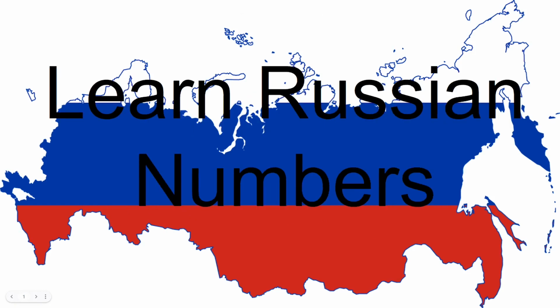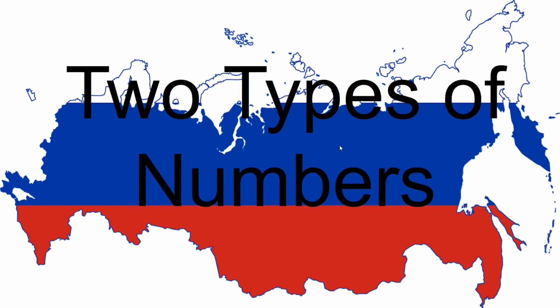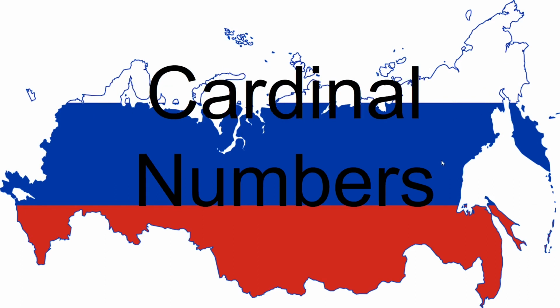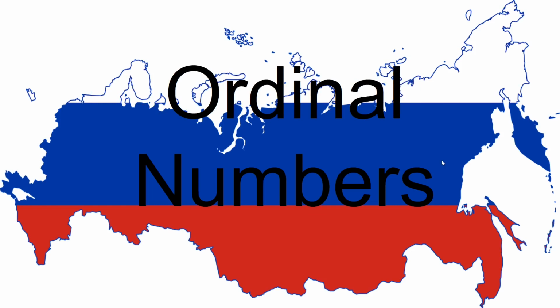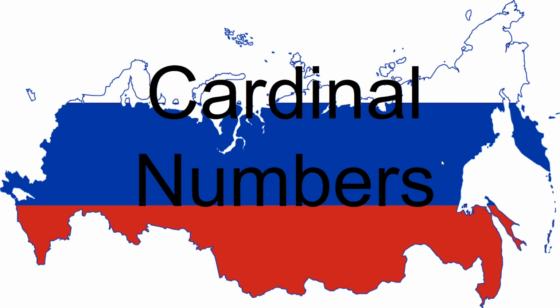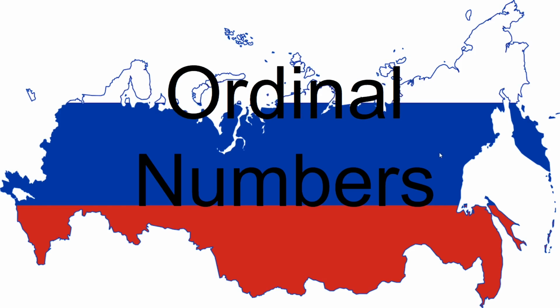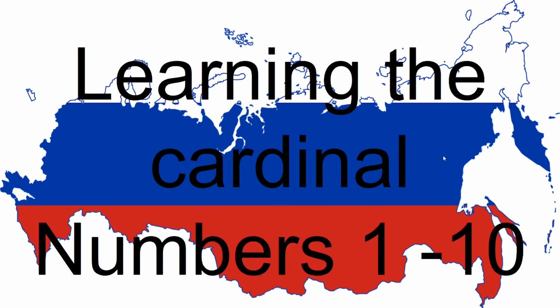Hello everyone, and today we're going to be learning Russian numbers. So let's begin. There are two main types of numbers. There are cardinal numbers, and there are also ordinal numbers. Cardinal numbers are numbers like 1, 2, 3, 4, 5, etc. Ordinal numbers would be numbers like first, second, third, etc. So what we're going to be learning in today's tutorial is the cardinal numbers. So we're going to be learning the cardinal numbers 1 to 10 in Russian.